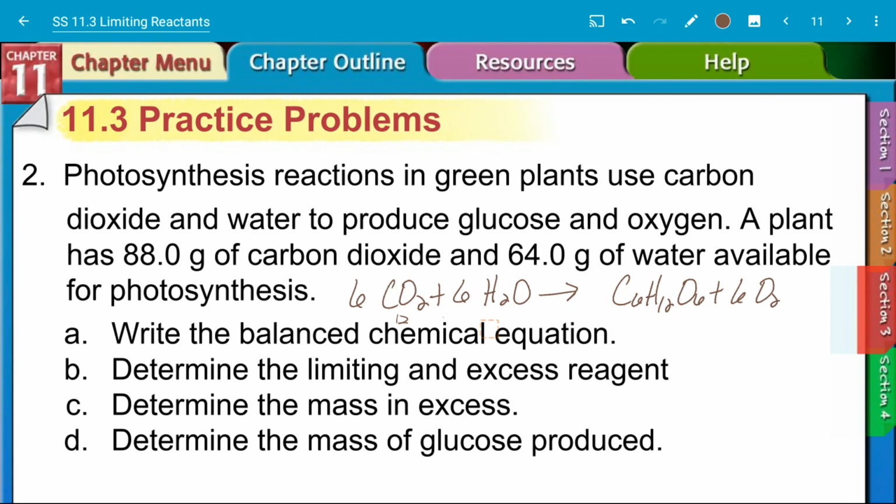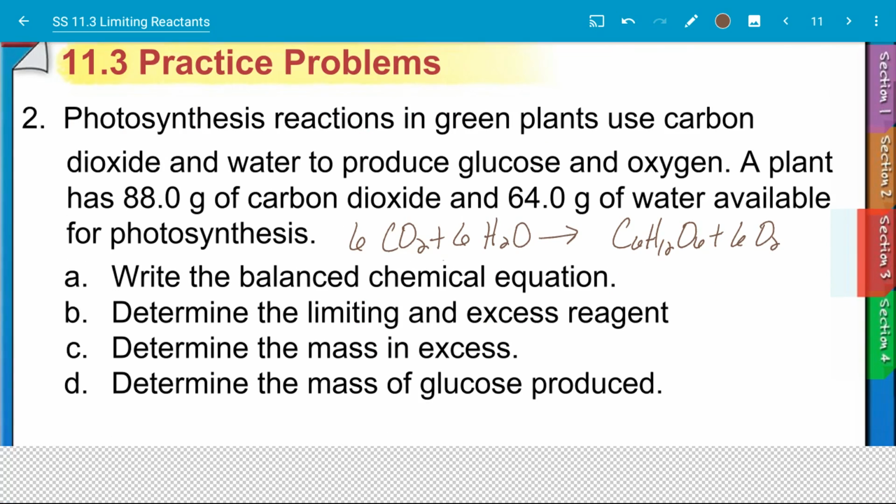Okay, so let's just start over again. Make sure we have 6 carbon, 6 carbon. We're good on the carbon. Then I have 12 oxygen and 6 oxygen here, and 6 oxygen and 12 oxygen there. So that balances out. And then I have 12 hydrogen and 12 hydrogen. So now we have a balanced chemical equation that we can work with.